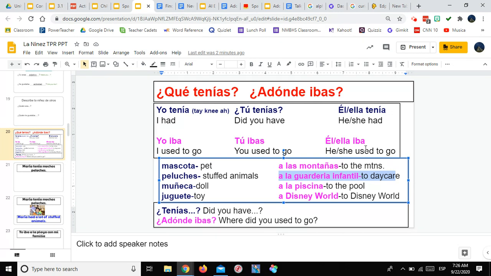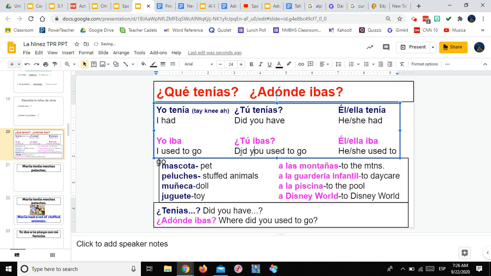So hopefully that's pretty simple. And again, tú ibas, we really would probably use it more in a question. So it would be, did you used to go? Okay, that's kind of where we use it. And if you notice in the question up here, ¿Adónde ibas? Adónde means where, and ibas means did you used to go. So ¿Adónde ibas? is where did you used to go. You can see that down here.